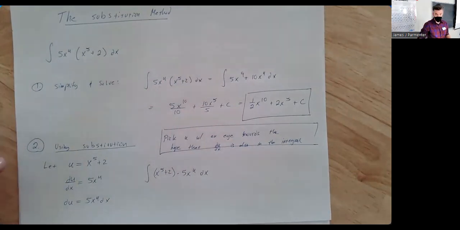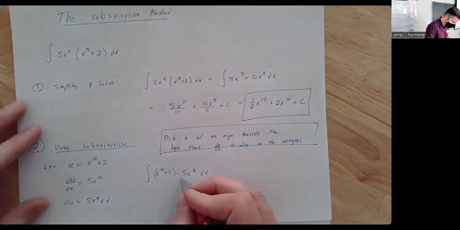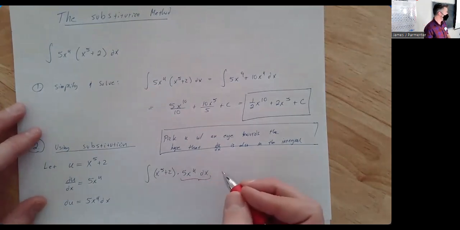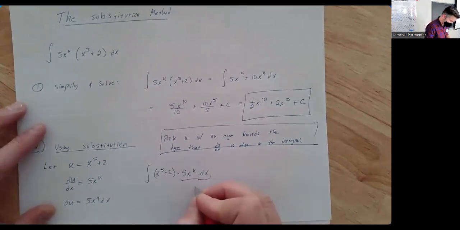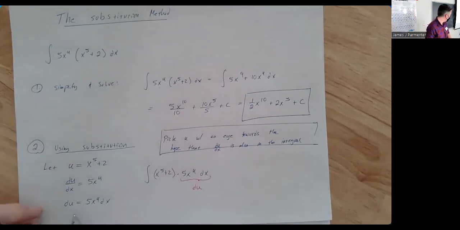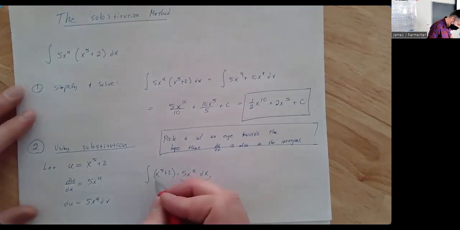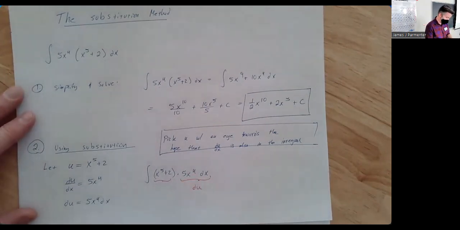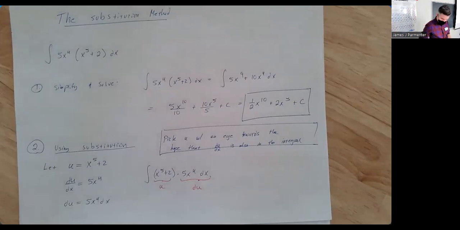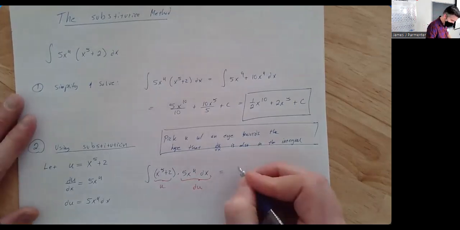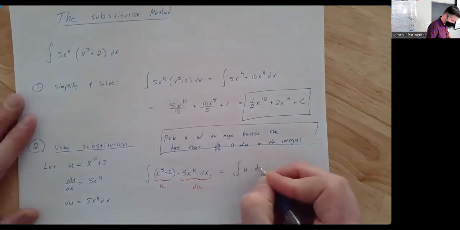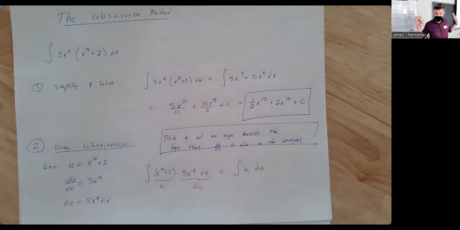And our job when we do a u substitution is to make sure we change every single instance of x to something with u in it. You always want to deal with making sure dx changes into something with du. Well, look, du is exactly equal to 5x to the 4th dx. Great. And then the x to the 5th plus 2 is equal to u. So look what we've got. We have exactly the integral of u du. There's no x's. That's good.